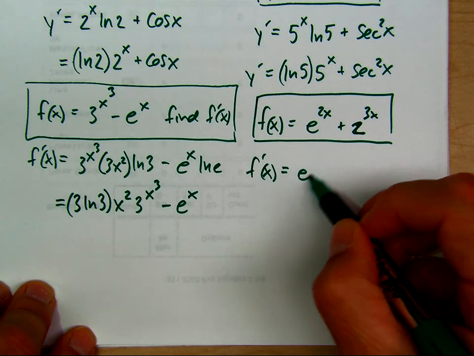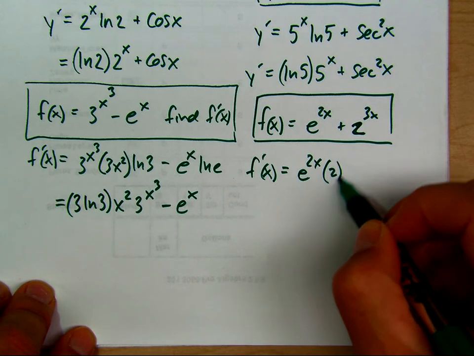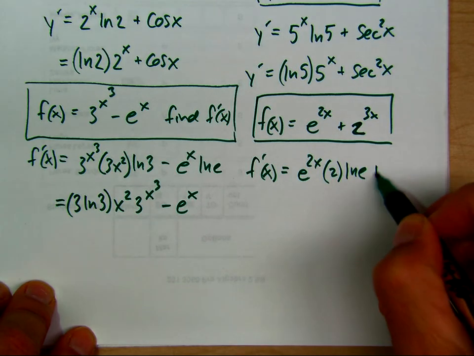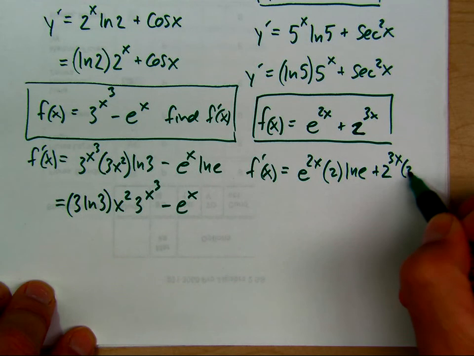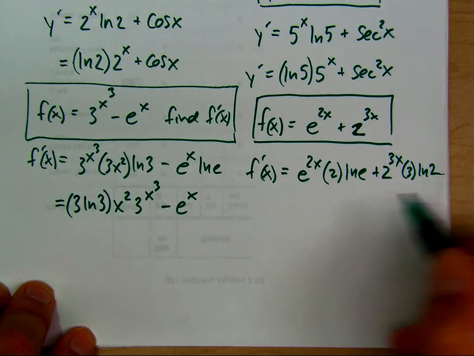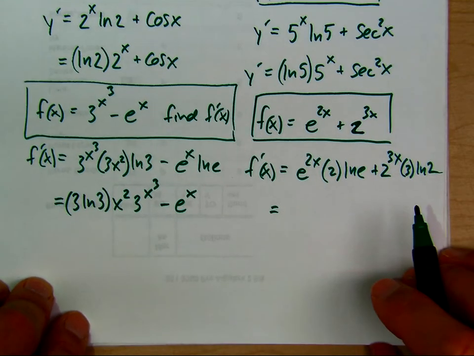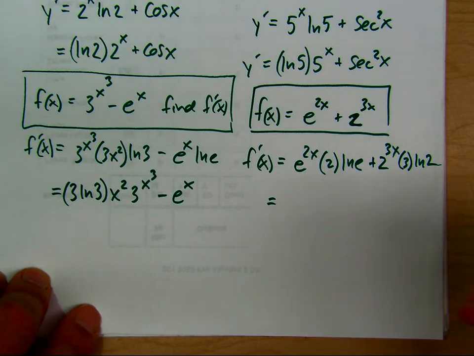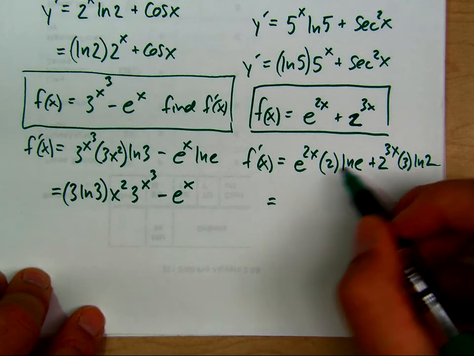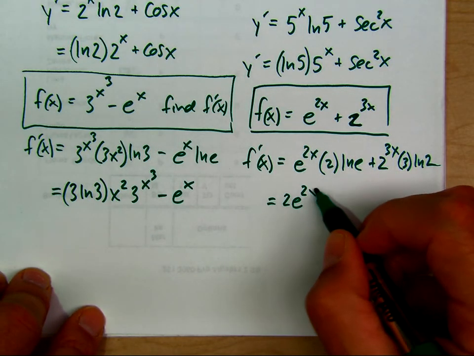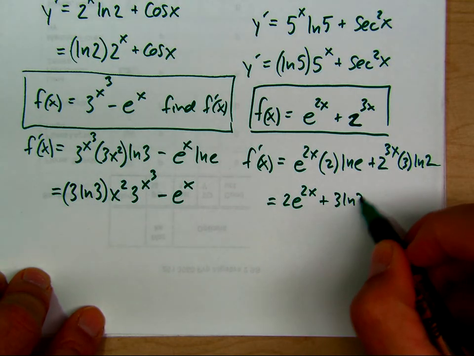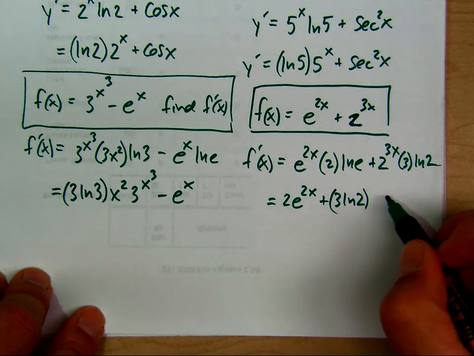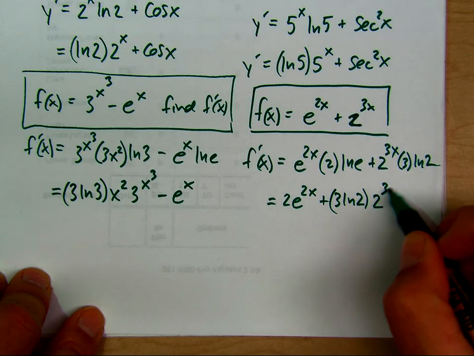Exponential, so we copy, do the chain rule, ln of the base. Here's an exponential, copy it, chain rule, ln of the base. And that's 1, so we just have 2e to the 2x. And here we can put 3 ln 2 times 2 to the 3x.